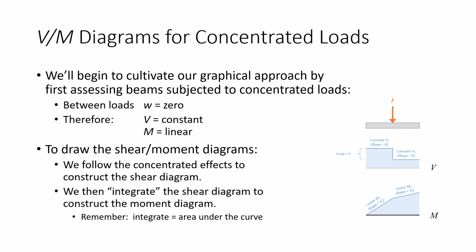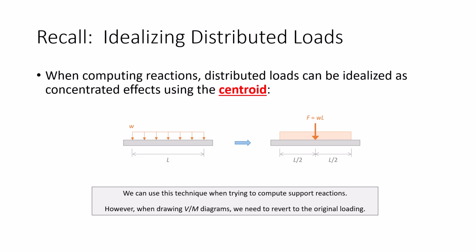Now, that's for concentrated loads. What about distributed loads? Well, for distributed loads, first off, and probably the most common mistake students make when they first start constructing shear and moment diagrams is this. Whenever we're computing support reactions, a common tool that we will use is to take distributed loads and turn them into point loads. Makes them a little easier to deal with in terms of computing support reactions. That's fine for static equivalency for the means of computing support reactions. It is not fine for constructing shear and moment diagrams. We have to revert back to the original loading.